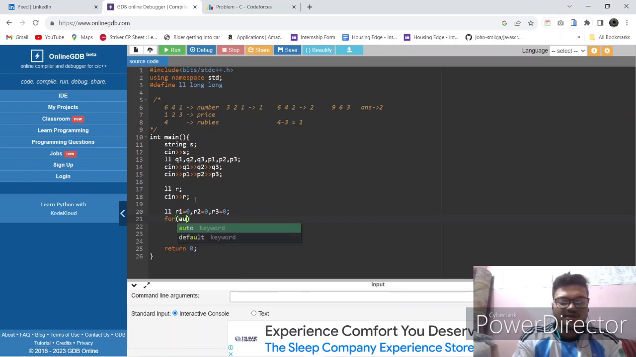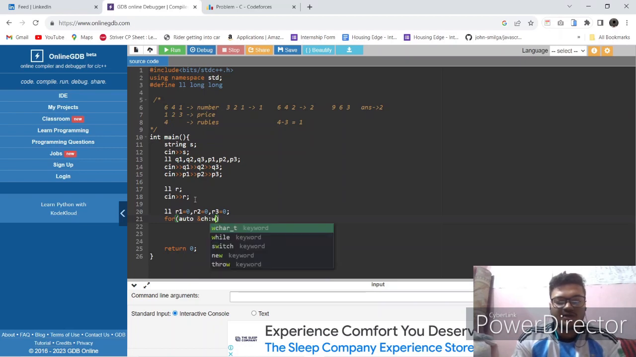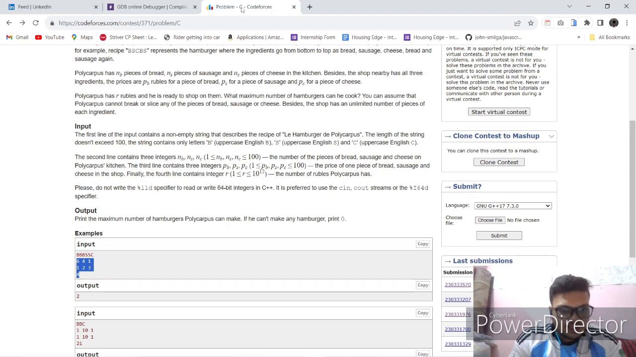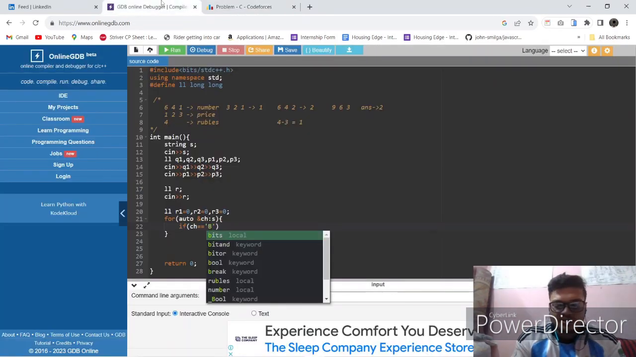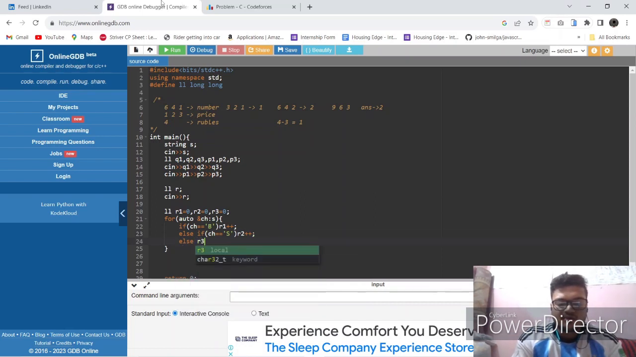So let's iterate the string, for auto character in the string. So if ch equals to, let's see here, BSC. Okay, if it is B, what we'll do is increment R1. Else if ch equals to S, we'll increment R2. And else if it is C, we'll increment R3. So we have got the ratios.